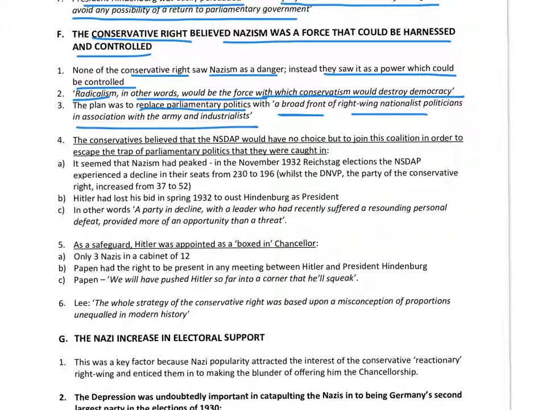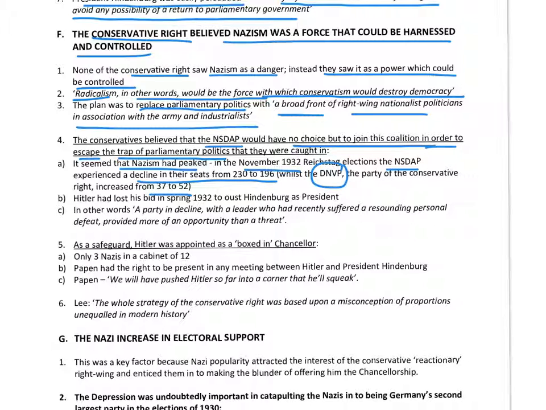So the conservative right wing believed that the NSDAP would have no choice but to join that coalition in order to escape the trap that the Nazi Party were in, because they were trapped. Because the conservatives believed that, from Hitler's point of view, Nazism had peaked, because in the November 1932 elections, the Nazi Party lost seats. They went down from 230 in July 1932 to 196, whilst the conservative right-wing party, Hugenberg's German Nationalist Party, actually saw their seats go up from 37 to 52. So from Hitler's point of view, Nazism had peaked.